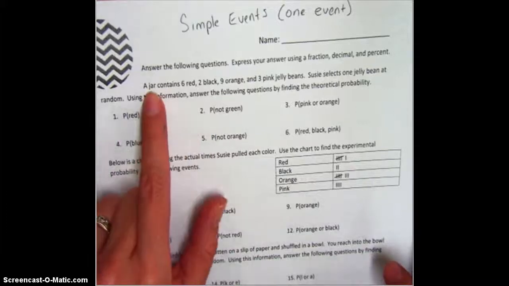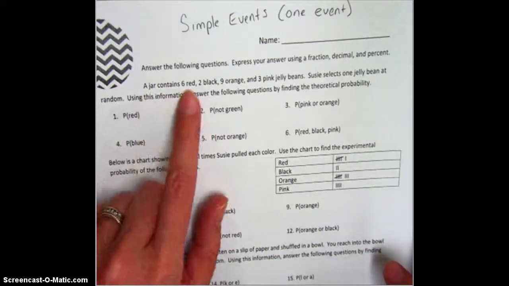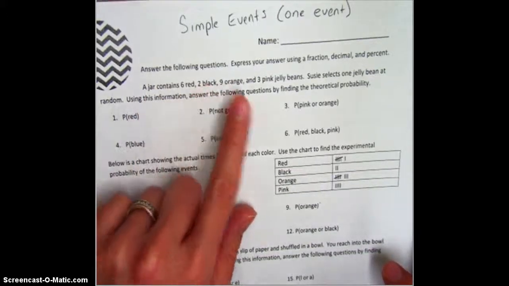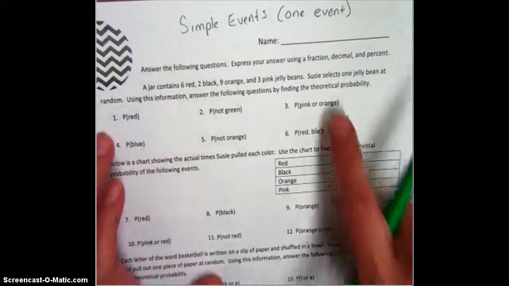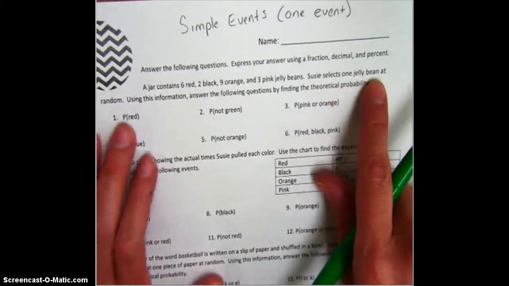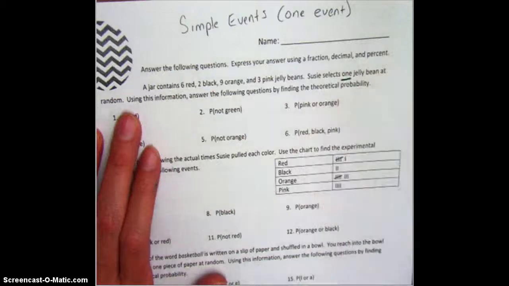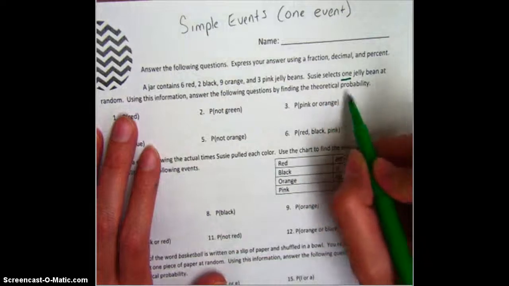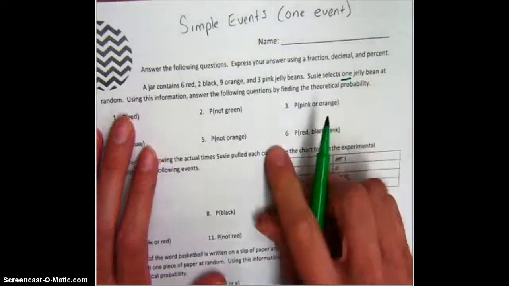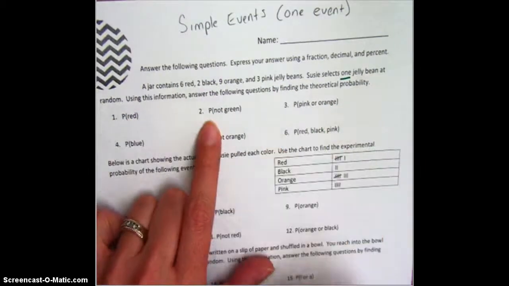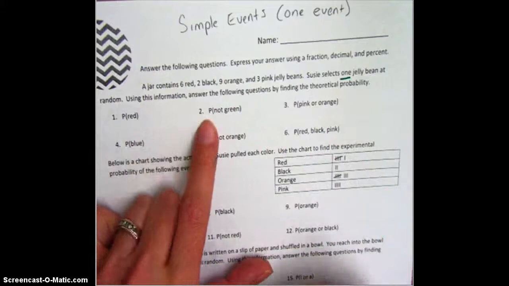Reading the question, it says, a jar contains 6 red, 2 black, 9 orange, and 3 pink jelly beans. Susie selects 1 jelly bean at random, so she's only selecting 1. That's important. Use this information to answer the following questions by finding the theoretical probability. And don't worry about theoretical, we're just looking for the probability. Number 2 says, what's the probability of it not being green?